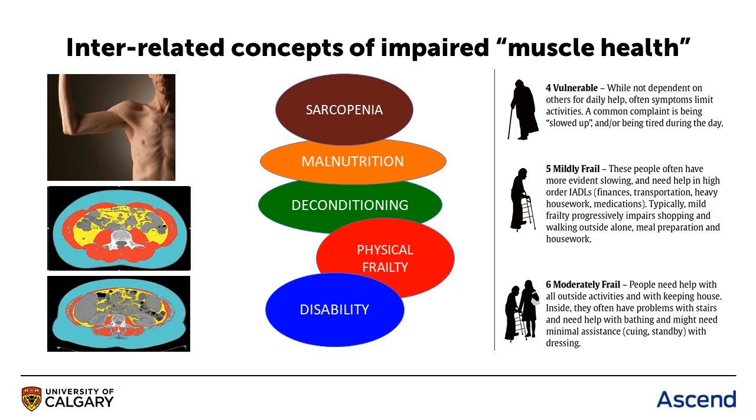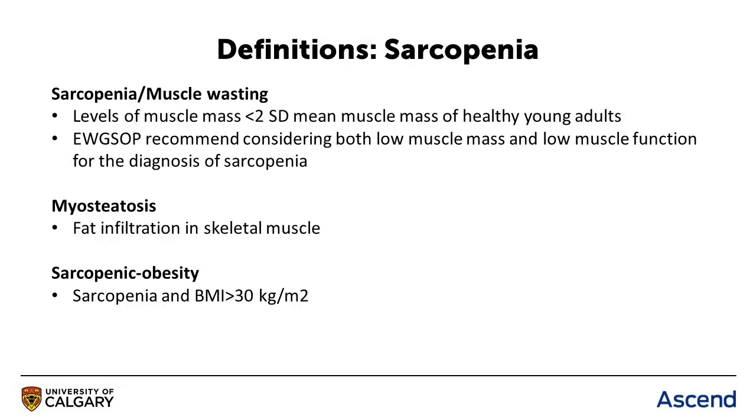And so that's, in the cirrhosis world, been a really, really important tool. And we call that sarcopenia, or muscle wasting. And the definition across the board is usually muscle mass less than 2 standard deviations of the mean muscle mass of healthy adults. But there's various ways of defining it.